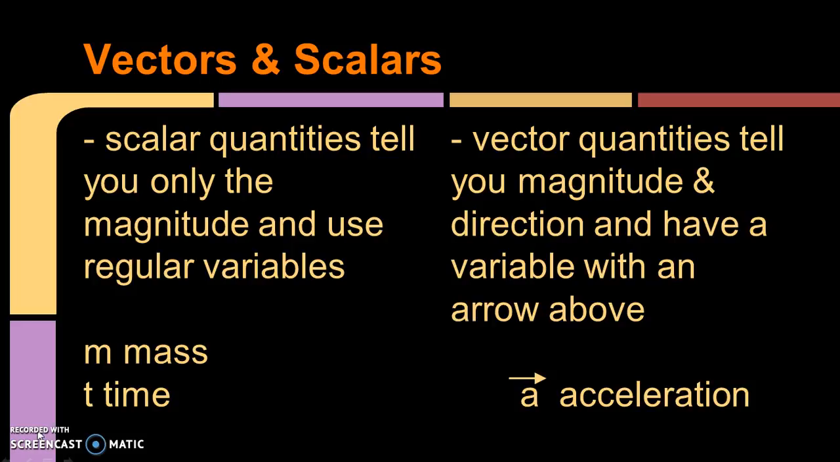In contrast, the vector quantities tell you magnitude and direction and have a variable with an arrow above it to indicate that it is a vector quantity. Acceleration is based on a change in velocity and therefore must have direction. Your velocity is directional.